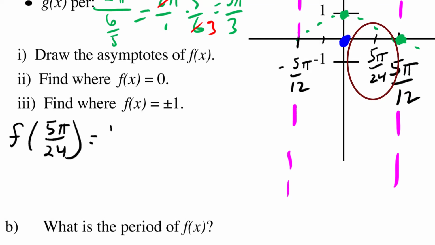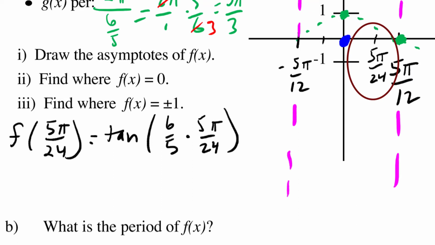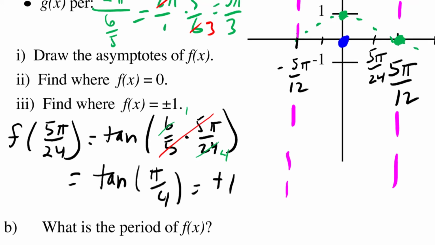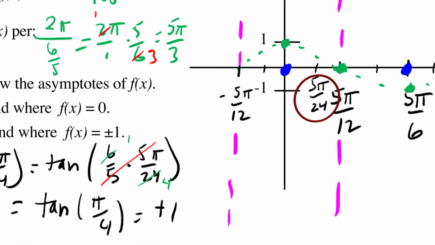F of 5 pi over 24 is tangent of 6/5 times 5 pi over 24. Now the 5's can divide out, and we can divide 6 out of the 6 and the 24 to get 1 over 4, and that gives us tangent of pi over 4, which is +1. So at 5 pi over 24, tangent is +1. And that means halfway on the other side, we get a -1.